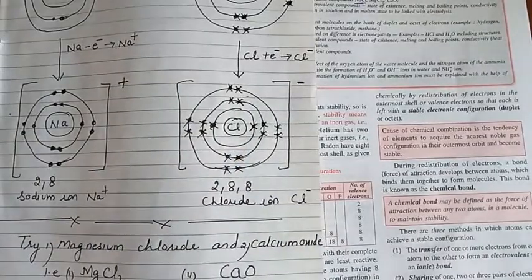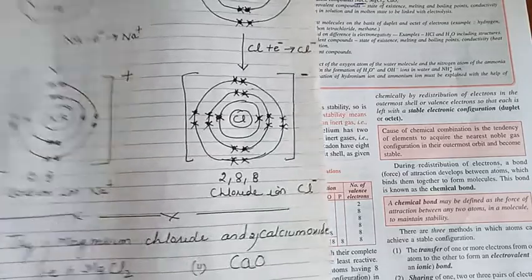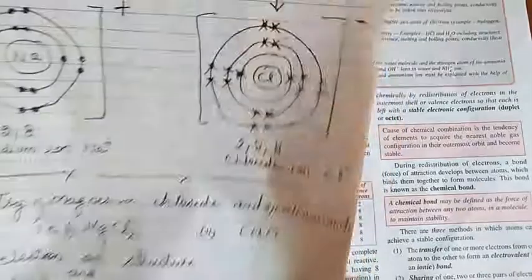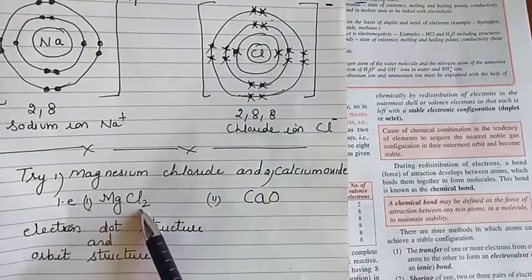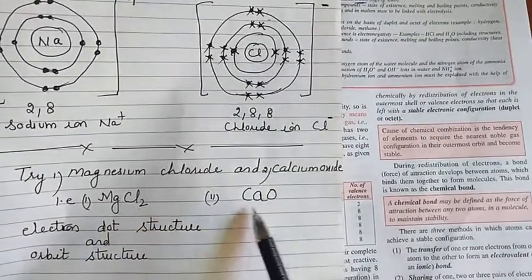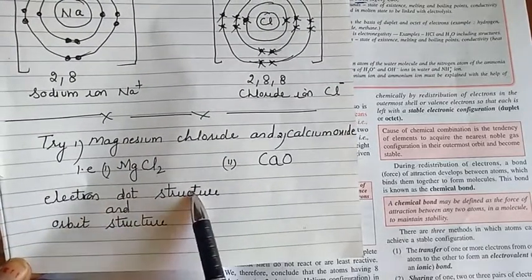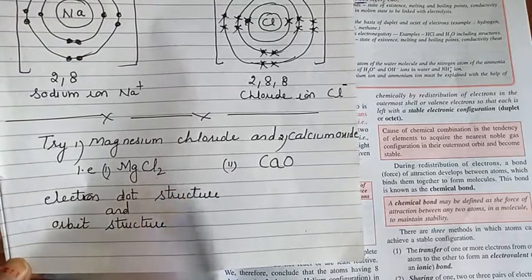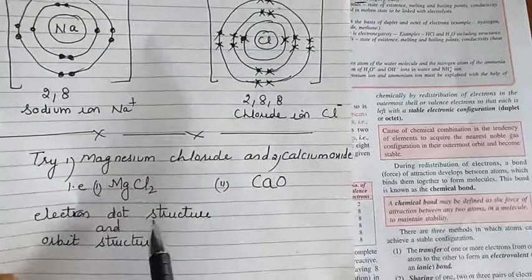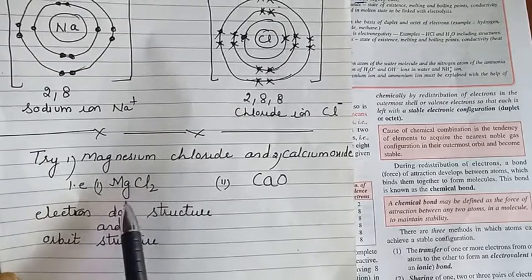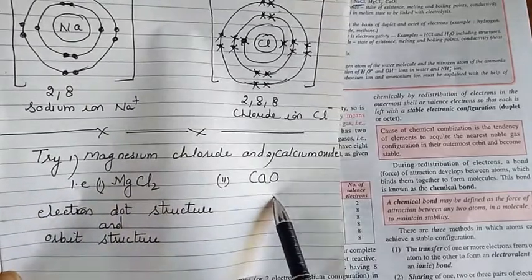So my dear friends, you are to practice the electron dot structure and orbit structure of magnesium chloride and calcium oxide also. Magnesium chloride, the formula is MgCl2, and calcium oxide is CaO. Do practice the electron dot structure and orbit structure of both these compounds. One I have shown you. In your syllabus there are 3 electrovalent compounds: magnesium chloride, calcium oxide and sodium chloride.